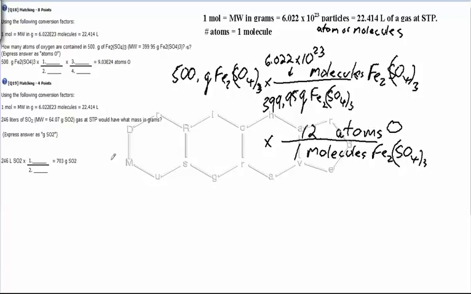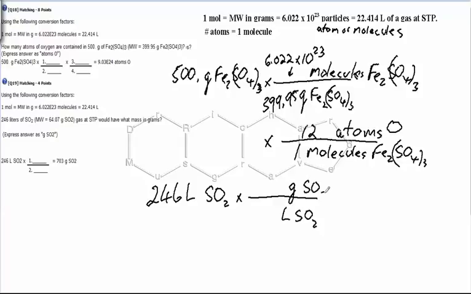Okay, in the next one, it's asking how 246 liters of SO2 gas at STP would have what mass in grams. So we're going to start out with 246 liters of SO2. We know that liters of SO2 is going to have to go on the bottom here, and grams of SO2 is going to go on top because that's what we want.